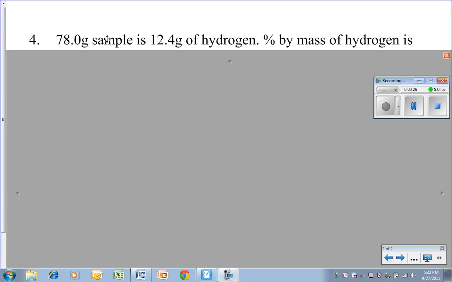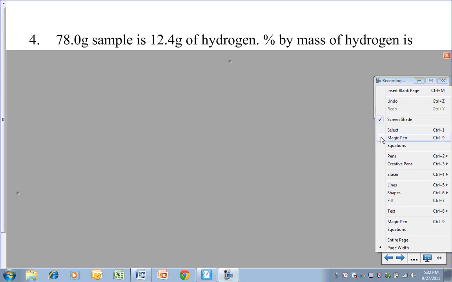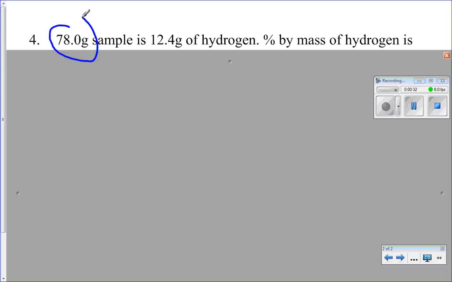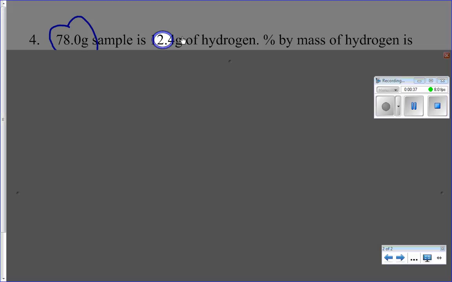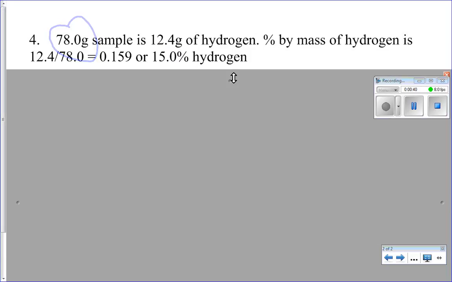Well, that's always going to be, we're going to take our total, and our total is 78.0. And we're going to divide our hydrogen 12.4 by our total. So 12.4 hydrogen divided by the total, and that equals 0.159 or 15.9%. That should be a 9 there. So that's the percent by mass of hydrogen.